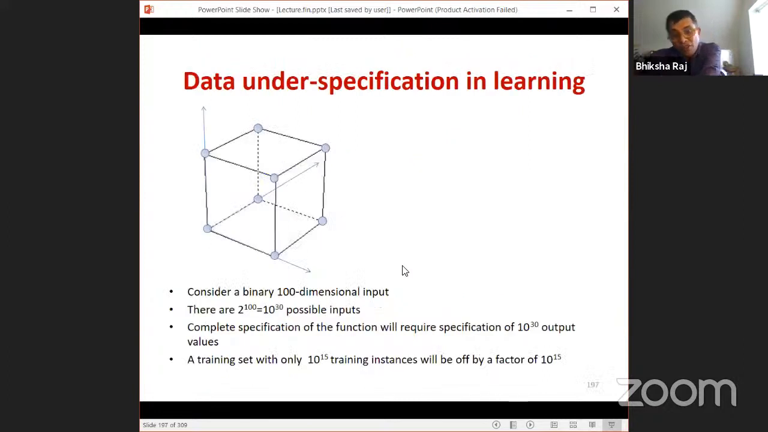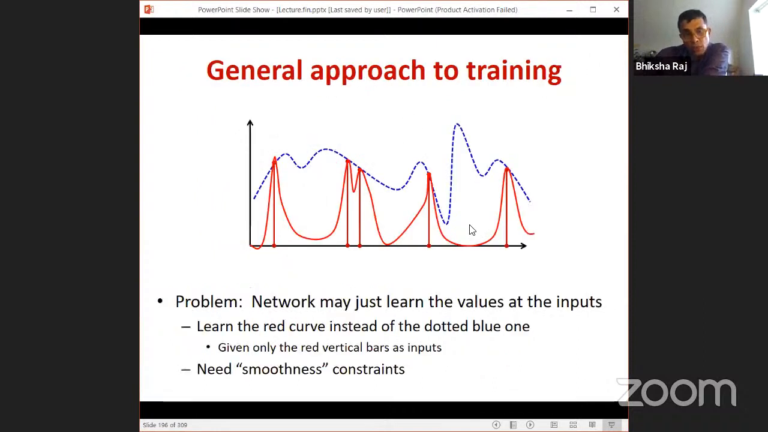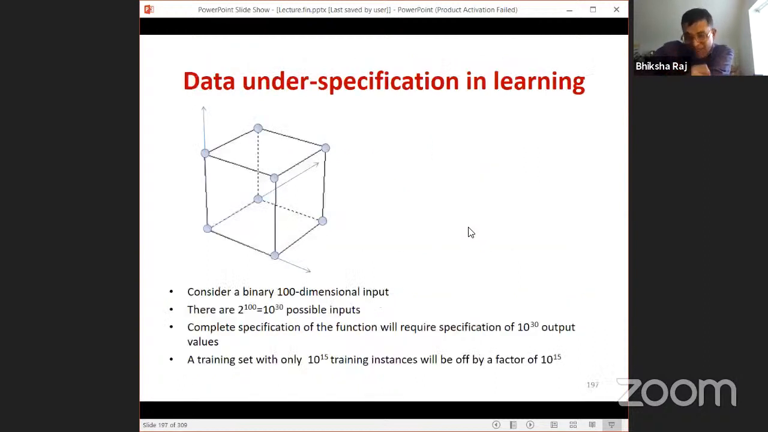So how few are your training points? How many training points will we need to actually begin to get some reasonable approximation to the function? If you look at that, the answer is kind of ridiculous. Let's look at a very trivial problem. Consider a binary 100 dimensional input, where the input has 100 dimensions and every component can take value either 0 or 1. So there are 2 raised to 100, or 10 raised to 30, possible inputs.